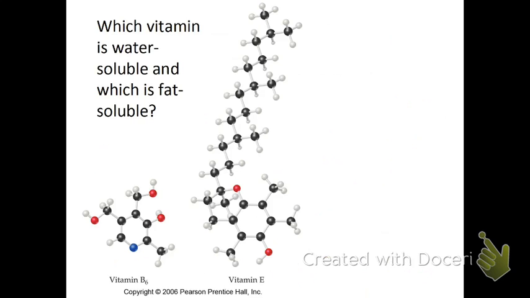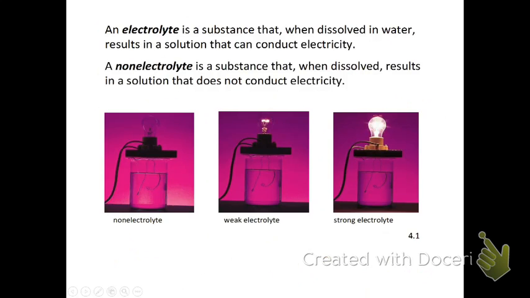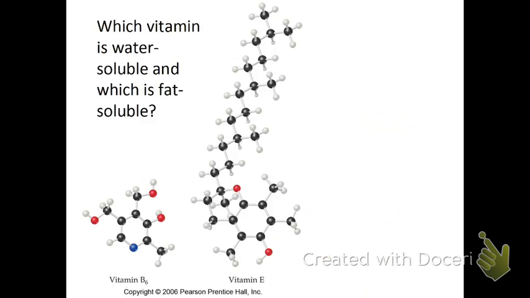Okay, 10 more seconds. Make up your mind. Okay, well, let's look at these. My prediction, and my prediction is actually right. Oops, wrong slide. Get into drawing mode here. My prediction is actually that vitamin B6 is water soluble and that vitamin E is fat soluble.